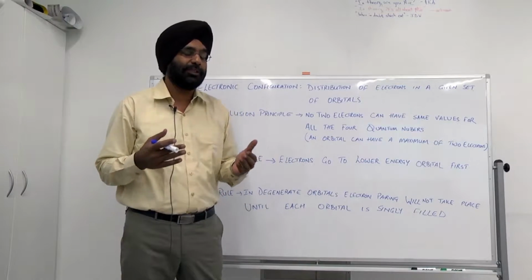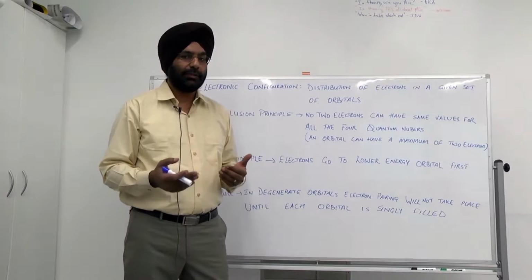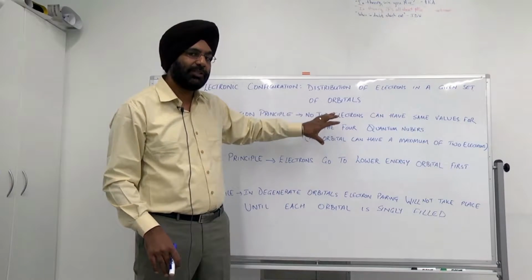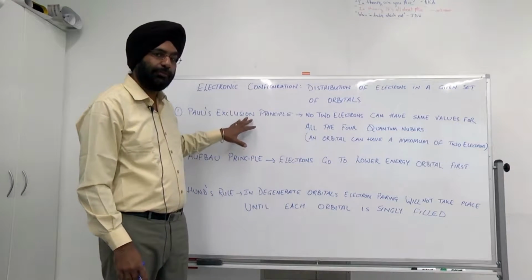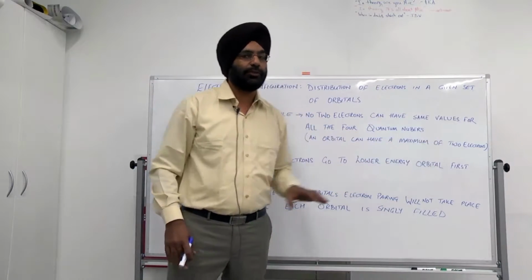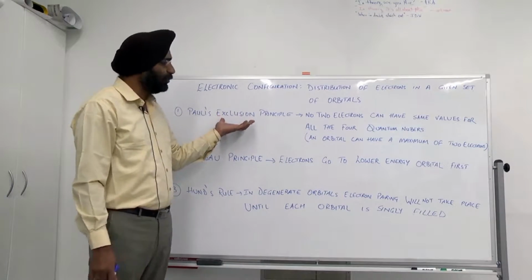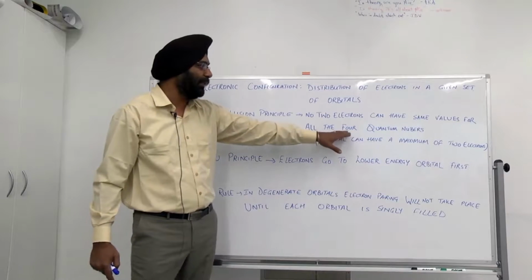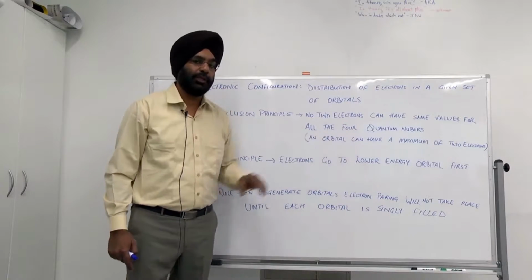They can have the same values for 3 quantum numbers, but they cannot have the 4th value the same. So one of the quantum numbers will have a different value for each of the electrons present in an atom. What we can infer from Pauli's exclusion principle is that an orbital can have a maximum of 2 electrons. It cannot have more than 2 electrons. And the word exclusion means that out of 4 quantum numbers, 1 quantum number is excluded, and that's what I meant by no 2 electrons can have the same values for all the 4 quantum numbers.